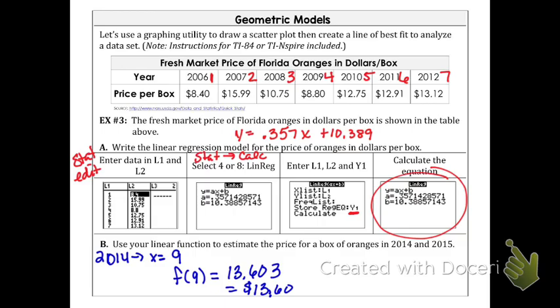Now for 2015, that's the next year. So we know x is 10. So f of 10 is going to be $13.96.